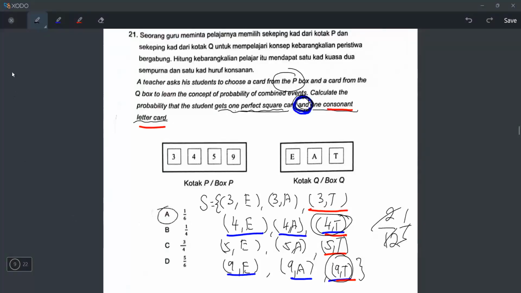That's the answer, A. Okay, but what if it says OR? If it says OR, then you will choose those that have blue only, and also red only, and also both. But if they say and, then you only choose the ones that have both colors.